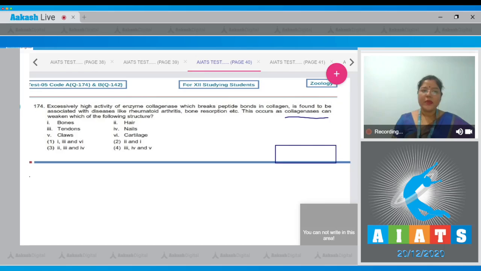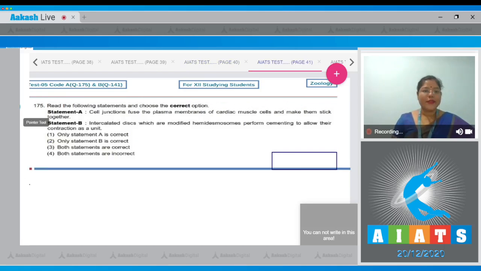Collagen fibers are present in bones, tendons, and cartilage. In hairs, nails, and claws, keratin protein is present. So correct answer is first, third, and sixth, which are present in the option number 1. So correct answer to our question is option number 1. Let's move on to the next question.